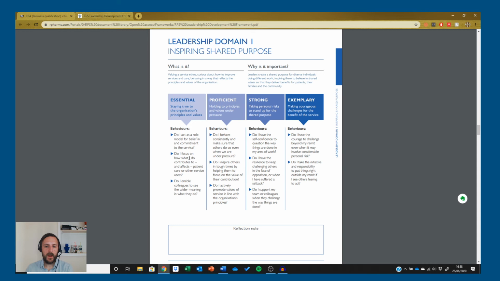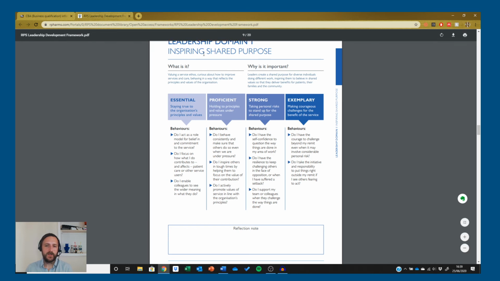Do I focus on how what I do contributes to and affects patients' care and other services? So this is having some knowledge about how you fit into the bigger cog of healthcare and how you all work together to produce the best patient care possible. And that's very similar to this point here, which is, do I enable colleagues to see the wider meaning in what they do? So obviously this is related to leadership.